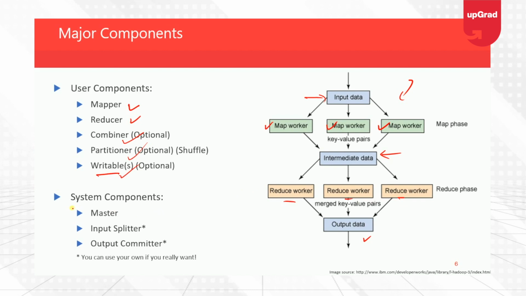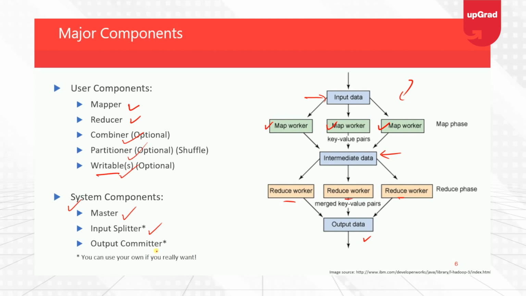Now there are some system components which are also involved when a MapReduce application is running, such as the master, which is used for submitting the MapReduce application into the cluster. We have the input splitter. The input splitter is for dividing the data into smaller blocks, generally 128 MB in size. We can increase this block size, or we can decrease it, depending on the requirement or the nature of the data.